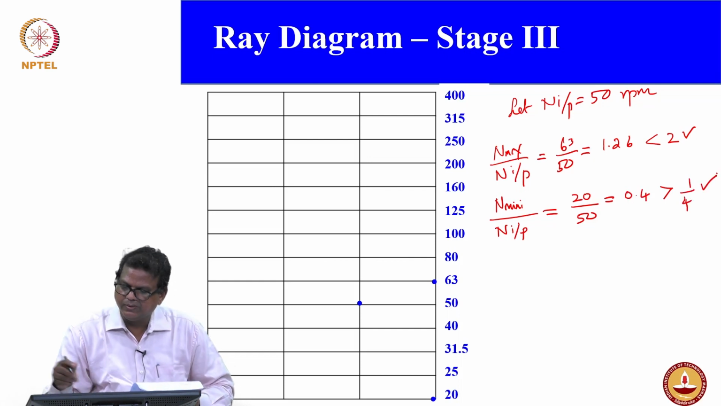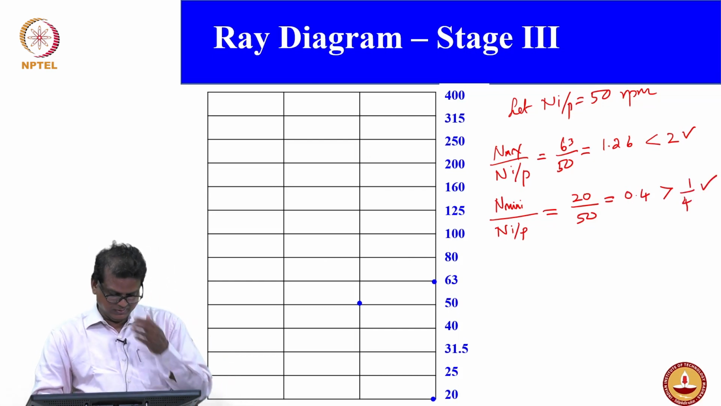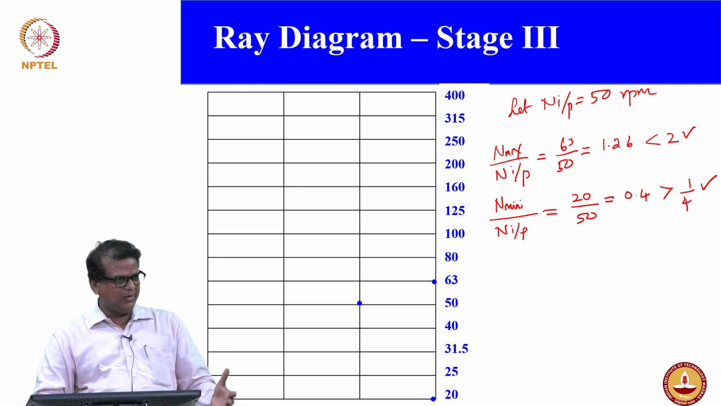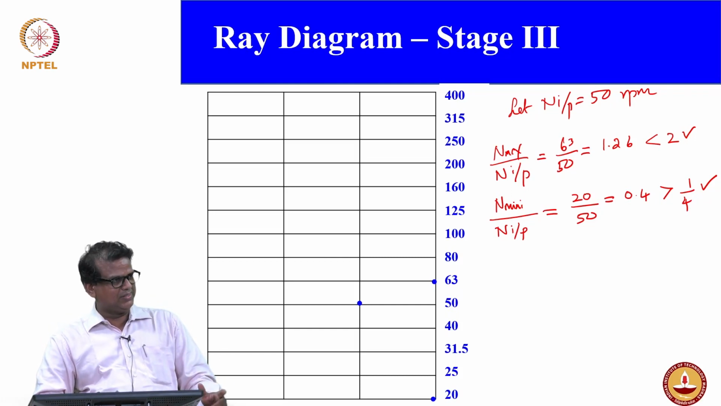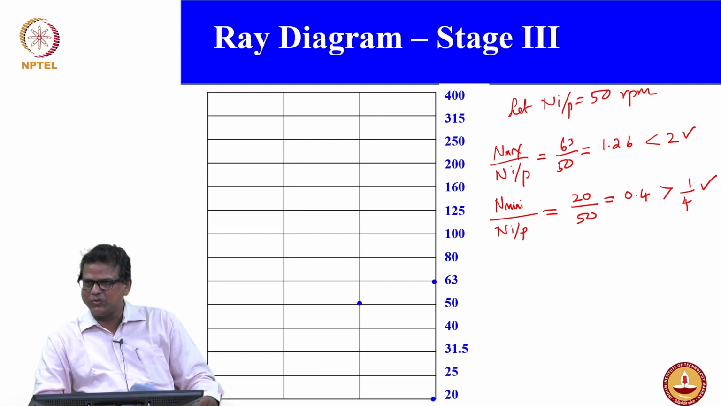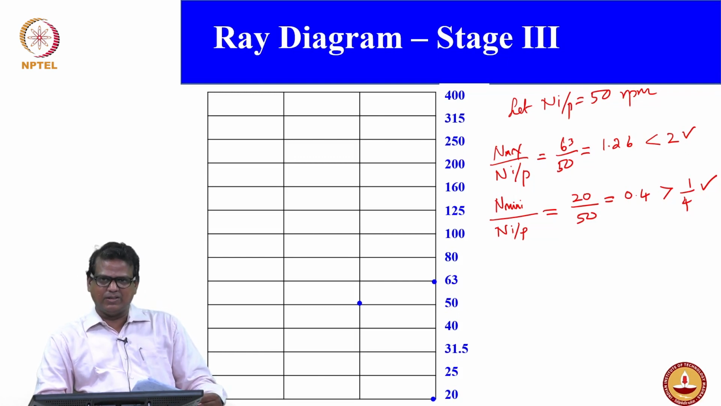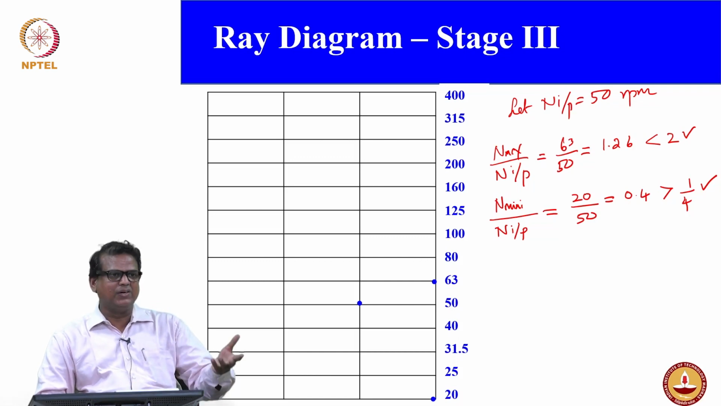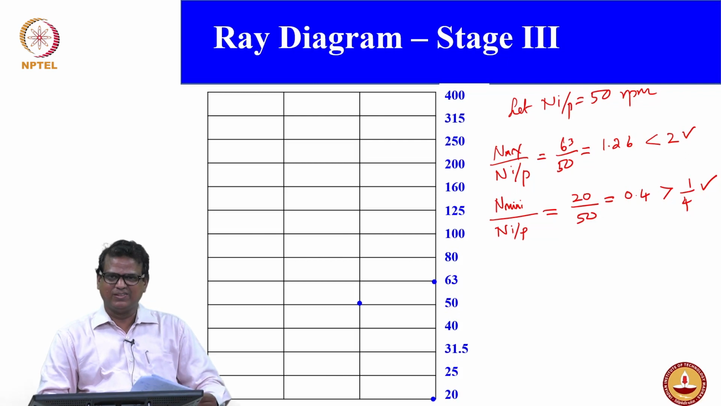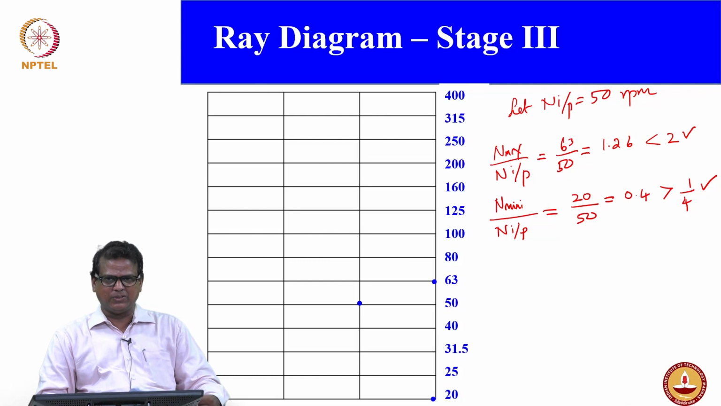Okay. So you may ask a question: if I choose 63 rpm, it satisfies both conditions for n max and n minimum. If I choose 50 rpm, it also satisfies both. So which condition are we going to use? Both are possible.